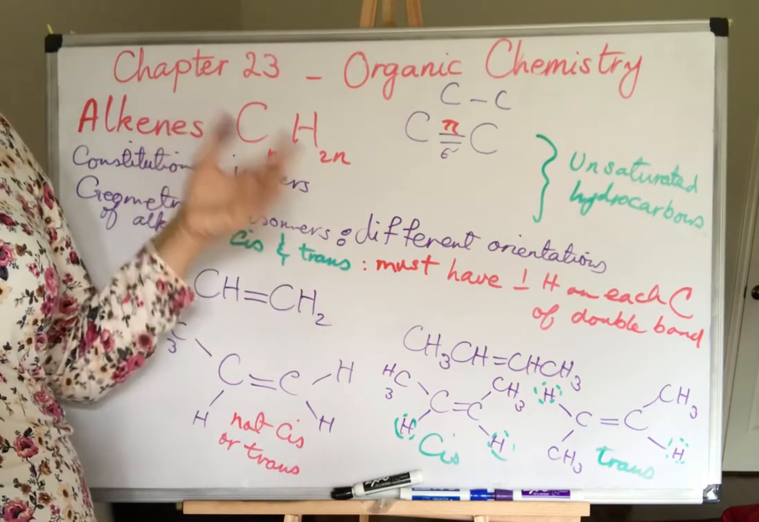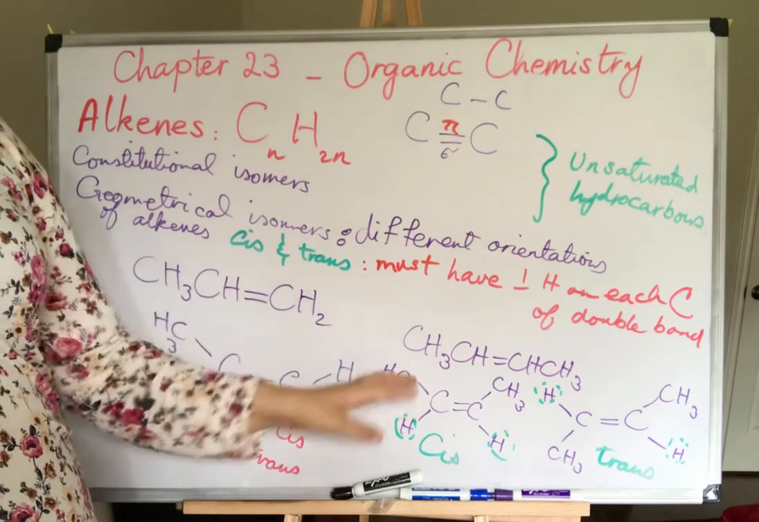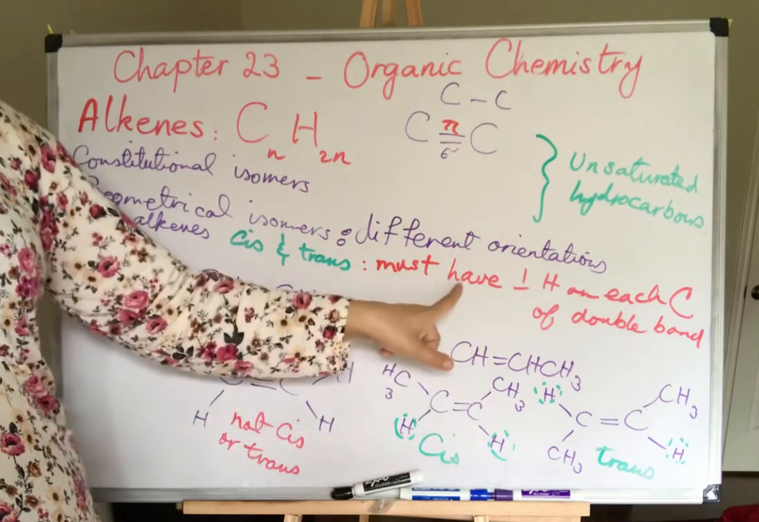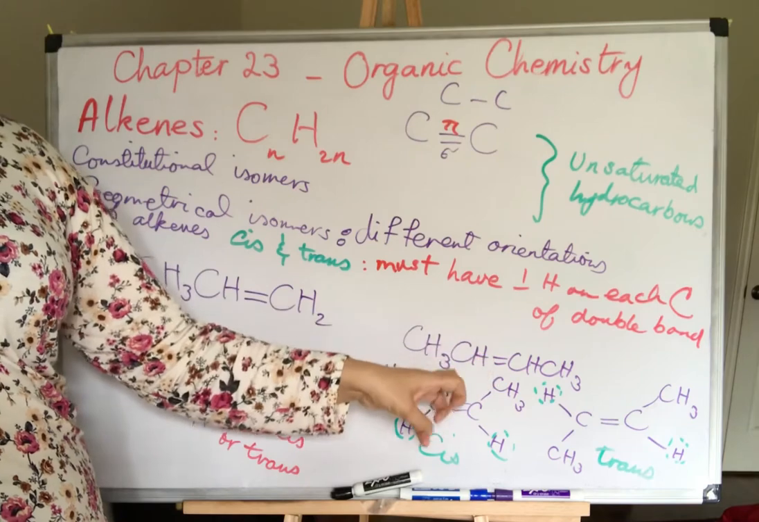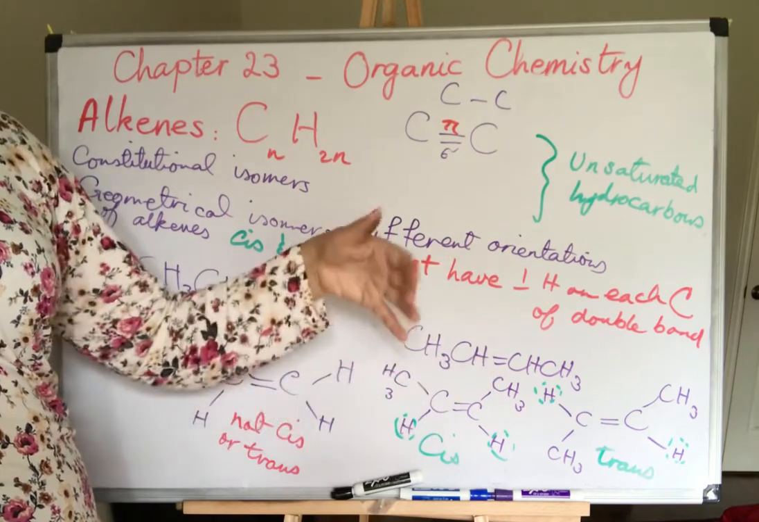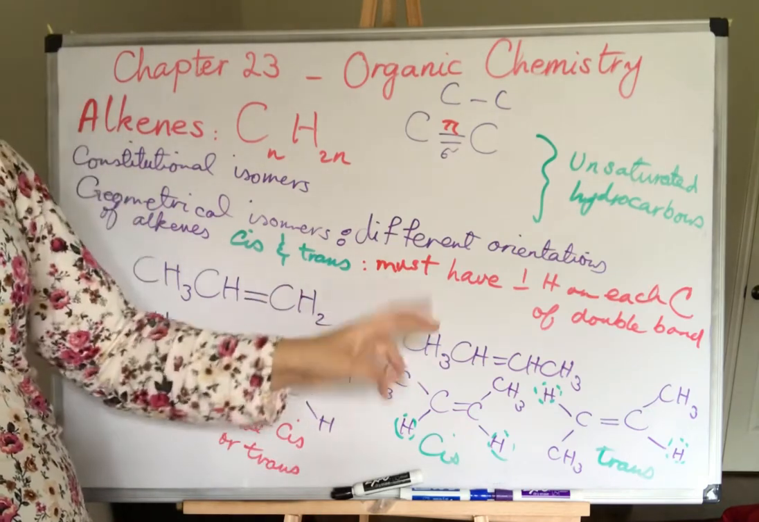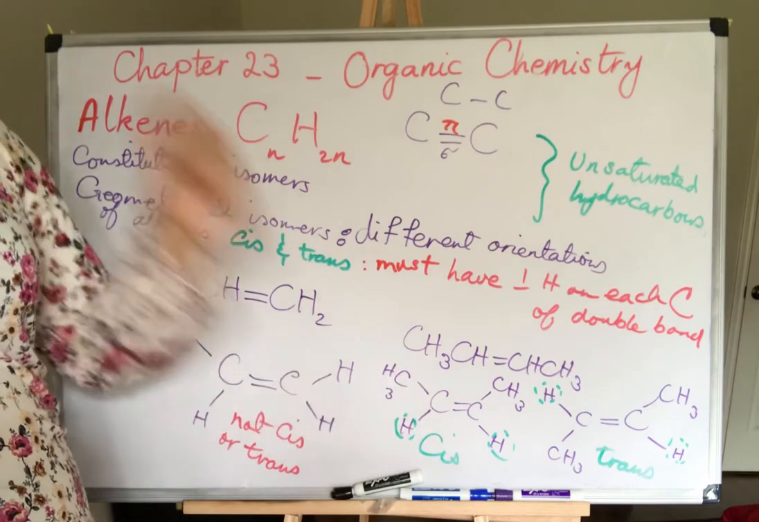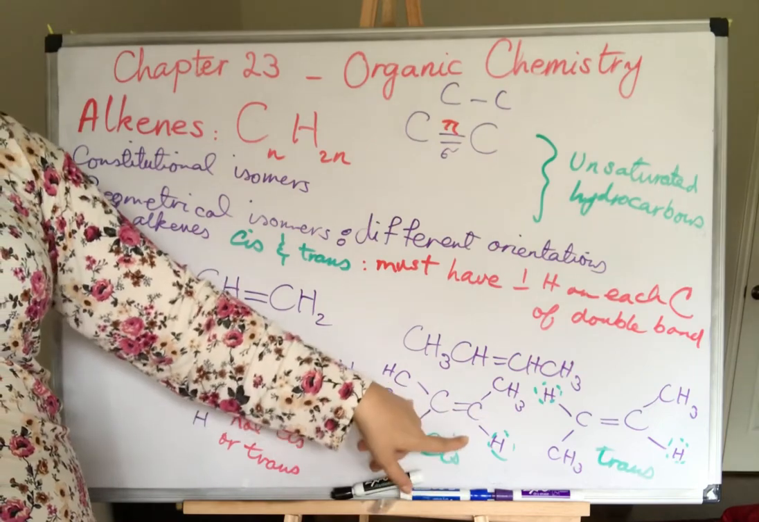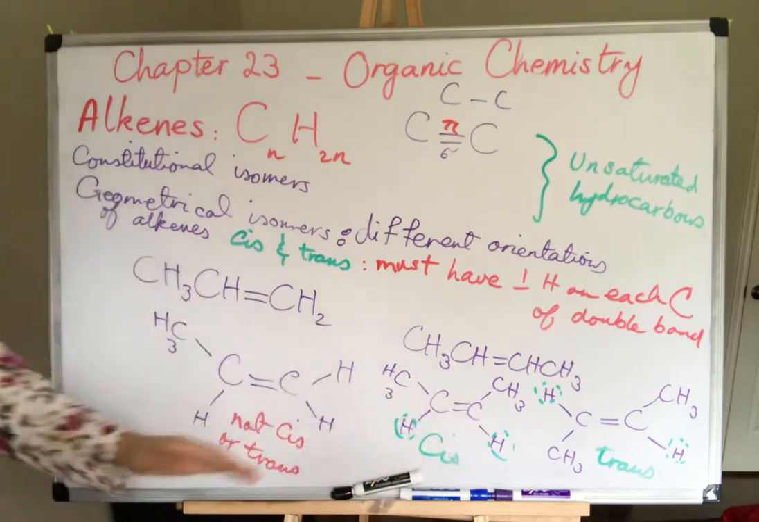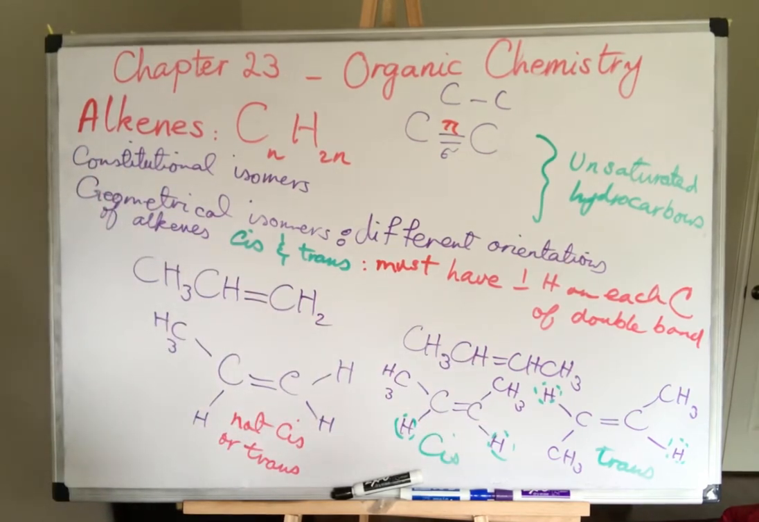We don't have it for alkanes, we have it for alkenes. And now, how to determine them? First of all, they must have one hydrogen on each carbon of the double bond. So if you're supposed to pick cis and trans among some compounds, you look for the one that has one hydrogen on each carbon. So you will pick the cis and trans. If hydrogens are on the same side, either on the bottom or on top, they're called cis. If they're on the two opposite sides, you call them trans.